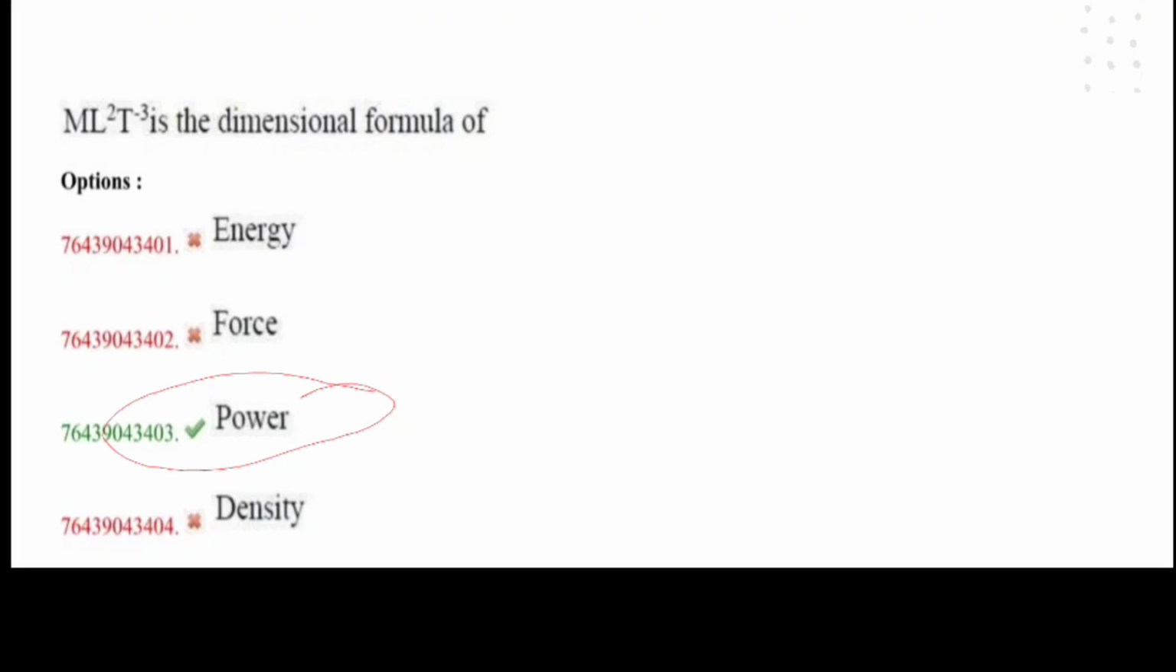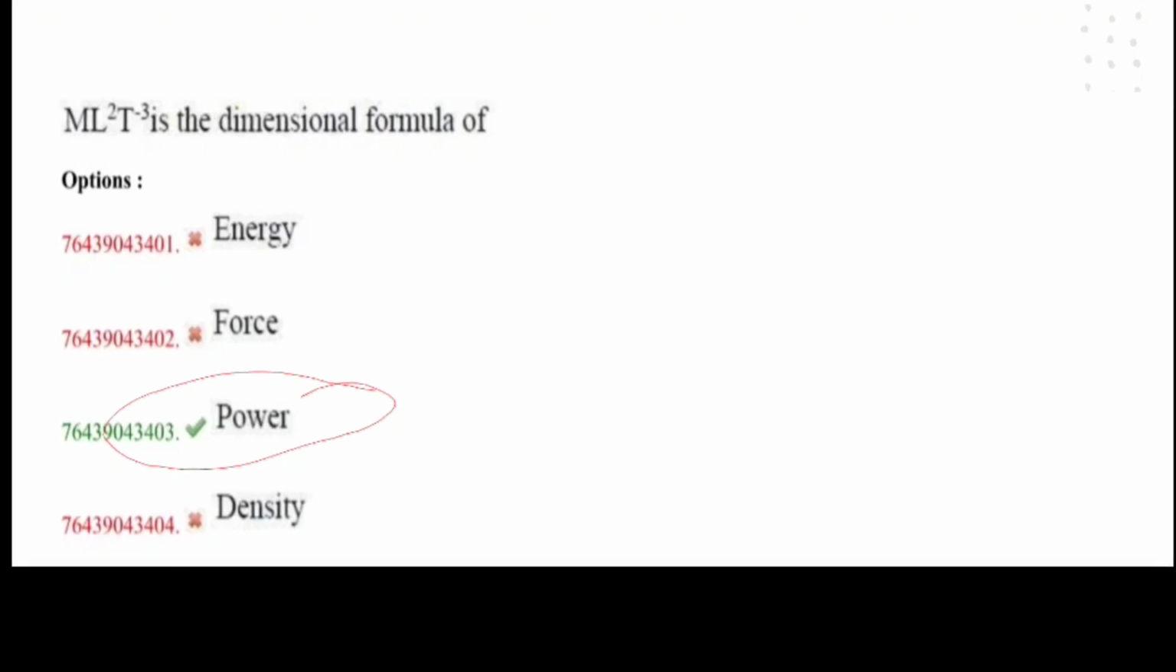First question. Here, it is asked that ML²T⁻³ is the dimensional formula of. So some dimensional formula is given, and the dimensional formula is for which option? Let's see the options. Option 1 energy, second force, third power, fourth density. Here the answer is power. Let's see.